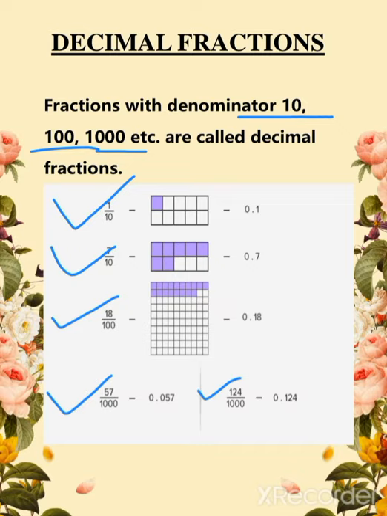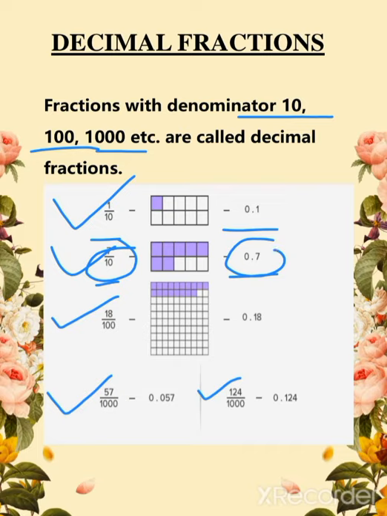Now we can easily convert these decimal fractions into decimal numbers. For example, this is 1 by 10, and it can be written as 0.1. The next number is 7 by 10, and this can be written as 0.7. Basically, we are just placing our decimal before one digit, because in the denominator 10 there is only one zero. That's why we have to place the decimal before one digit.